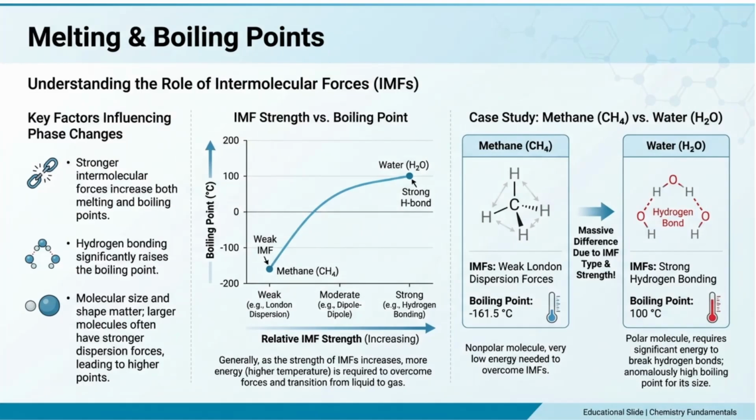The melting and boiling points of a substance depend largely on the strength of intermolecular forces. Stronger forces require more energy to break, resulting in higher melting and boiling points. For instance, water exhibits strong hydrogen bonding, which explains its unusually high boiling point compared to molecules of similar size like methane. Additionally, molecular size and surface area also contribute. Larger molecules tend to have stronger dispersion forces, increasing their boiling points.